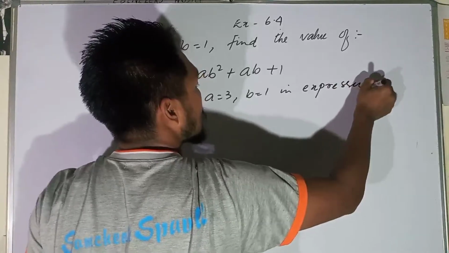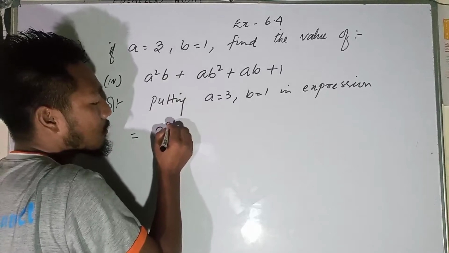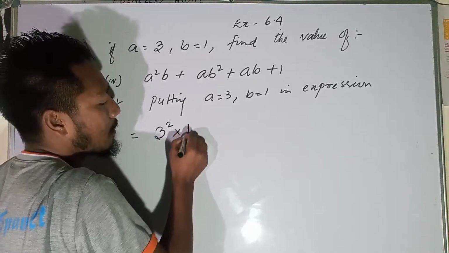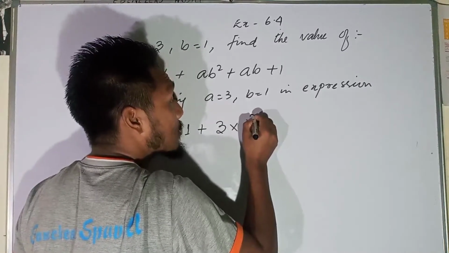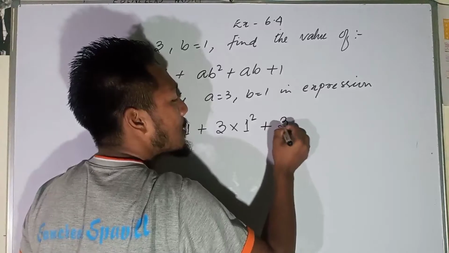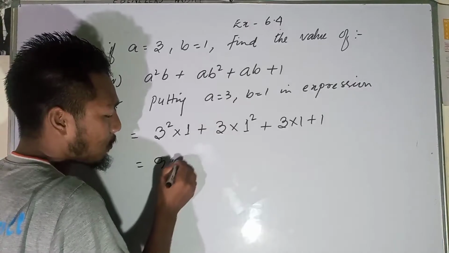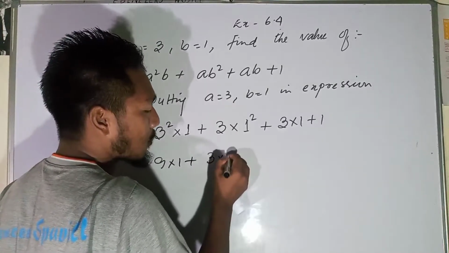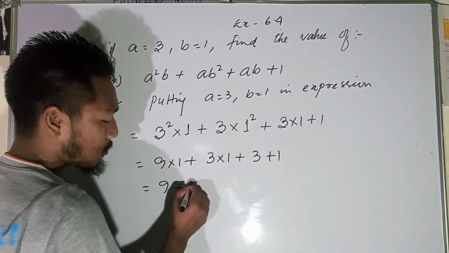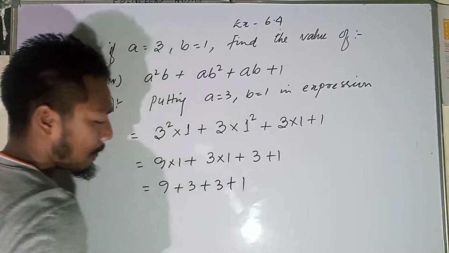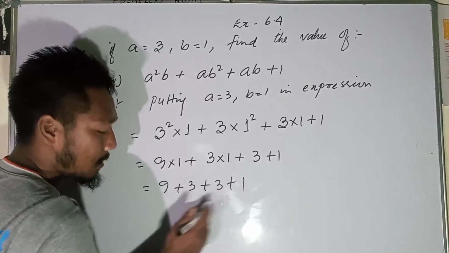Wherever a is there, I have to put 3. So 3 squared, and I put b as 1, plus a, again 3, times b squared, that means 1 squared, plus a times b, 3 into 1, plus 1. So 3 squared is 9, times 1, plus 3 into 1 squared is 1, plus 3 into 1, plus 1. Now 9 ones are 9, plus 3, plus 3, plus 1. So 9 plus 3 is 12, 12 plus 3 is 15, 15 plus 1 is 16.